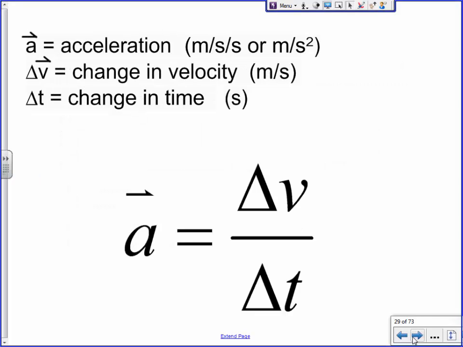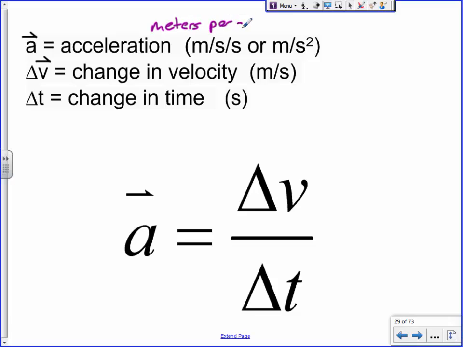So here's your formula. To find acceleration, find out how much change in speed or velocity you have, and find out how much change in time you have. That's all. The units for this are either written as meters per second per second. I'm actually going to spell that out. Sometimes we'll call it a meters.